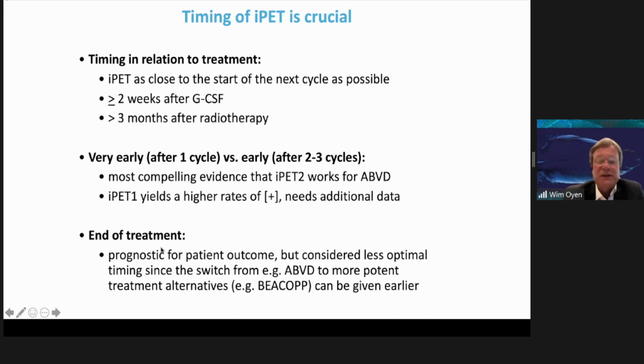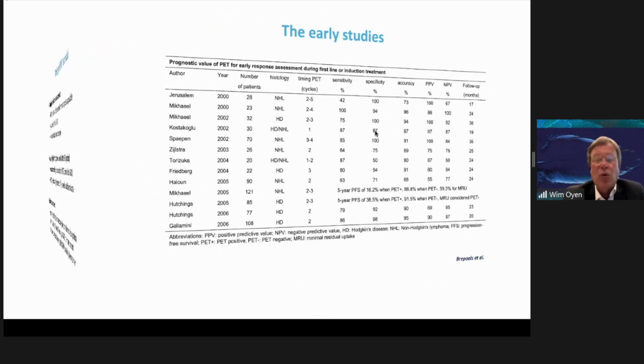So end of treatment imaging is prognostic for patient outcome, but it's considered less optimal, because the switch from ABVD to more potent alternatives, for example, BEACOPP or escalated BEACOPP, can be given earlier on the basis of an interim scan. So rather than exposing the patient to a full cycle of first-line treatment, the interim PET suggests that we are able to indicate to the hematologist those patients who need more treatment.